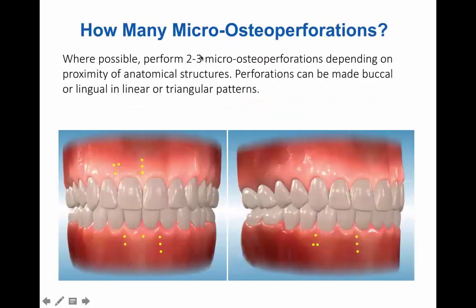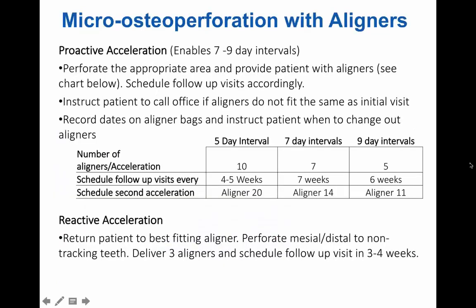So again, how many do you need to make? Once again, you'll make 2 to 3 in each space between the roots where you desire to make the perforations. You can either use the triangular pattern or a vertical pattern. And now some areas, because the vestibule is really shallow, or you may just not have a lot of room, you may only be able to make 2 perforations, and in some cases maybe only able to make 1. I would recommend to try to make at least 2, preferably 3, in each area using whichever pattern you prefer.